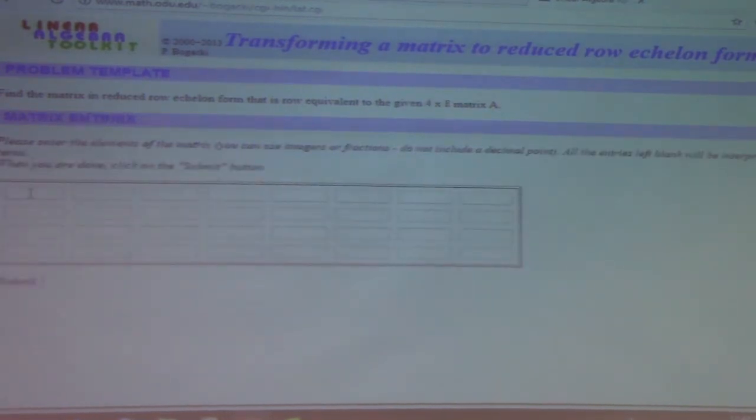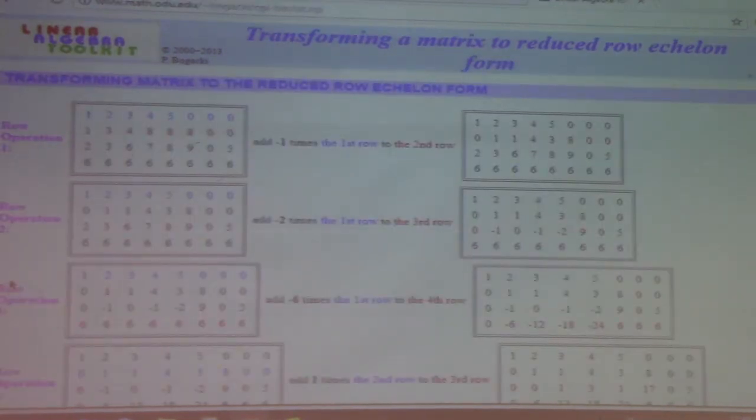Let's get nuts. All right, there you go. That's an example. And not only does it do it, it shows you step by step how Gaussian elimination works.